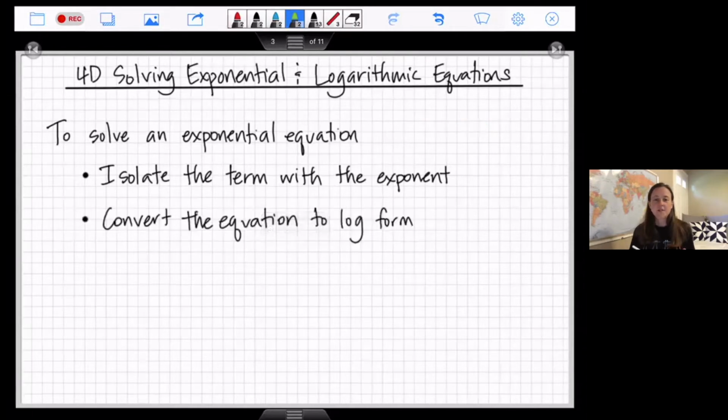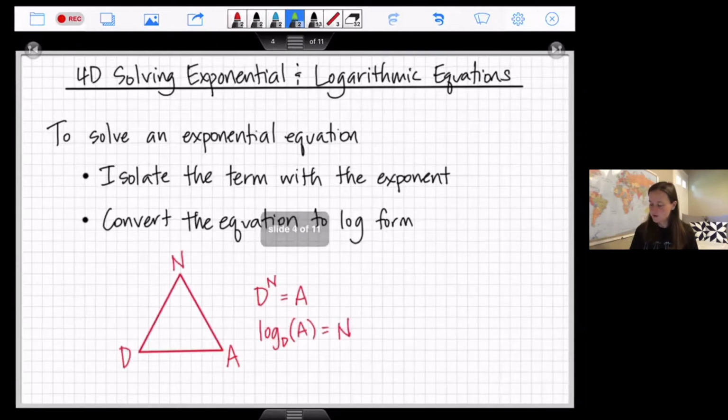And then just like with an x squared, you would take a square root because that's the inverse operation for x squared. We're going to make use of a logarithm for an exponential equation because logarithms and exponential functions are inverses. So we'll have to remember our triangle of power and our relationships between exponentials and logs.